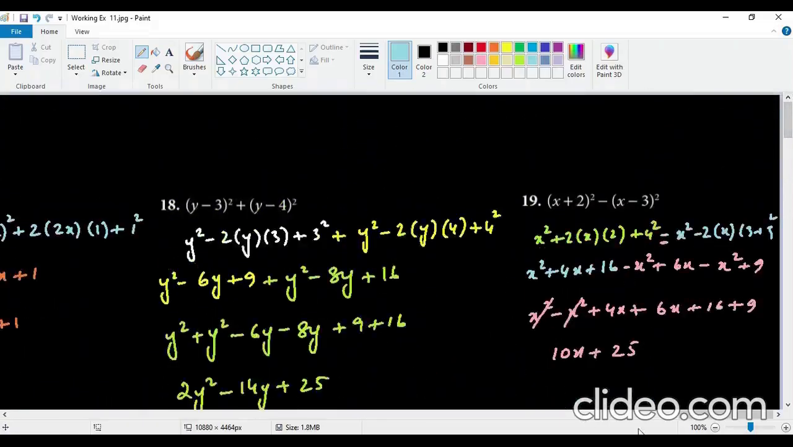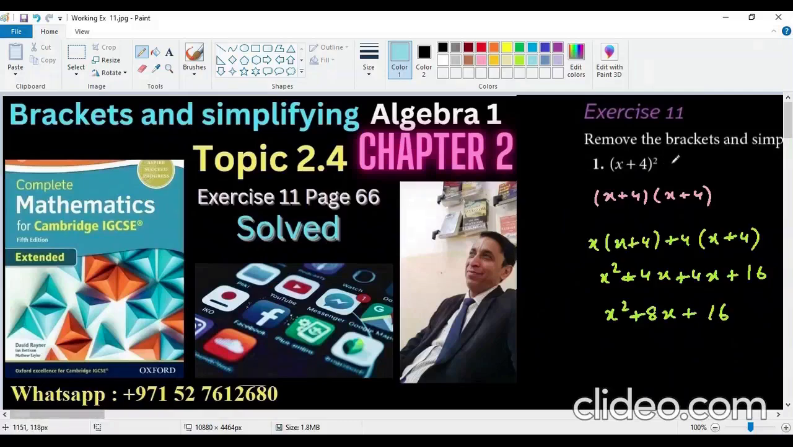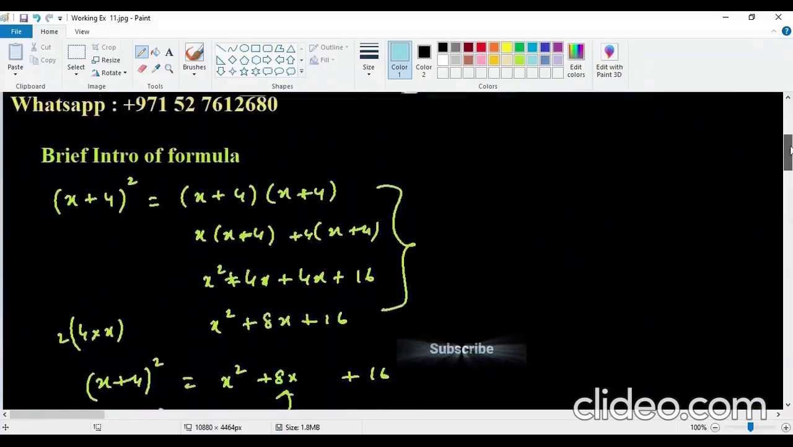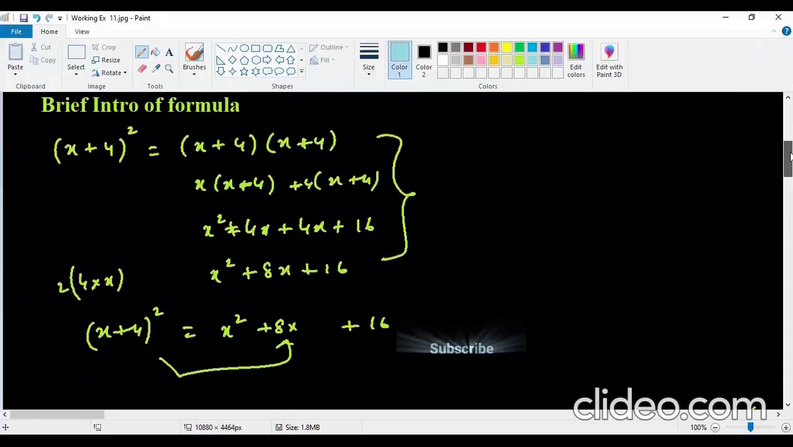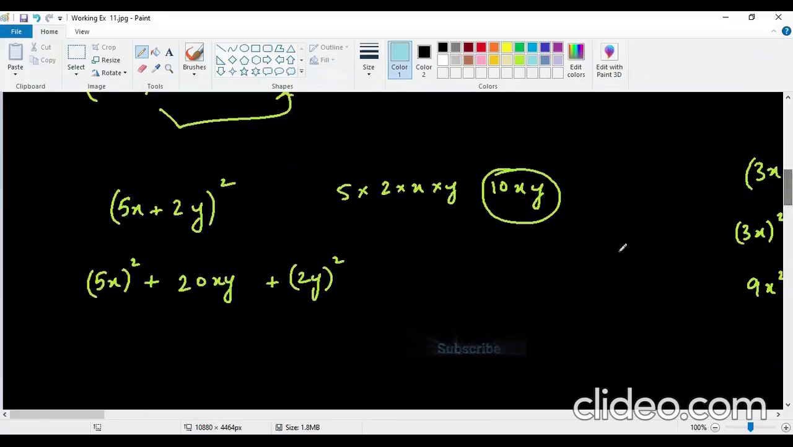And just a review of what we have done in this exercise. We started with a formula, intro to the formula I have already given you. These things are to be very much and precisely clear.